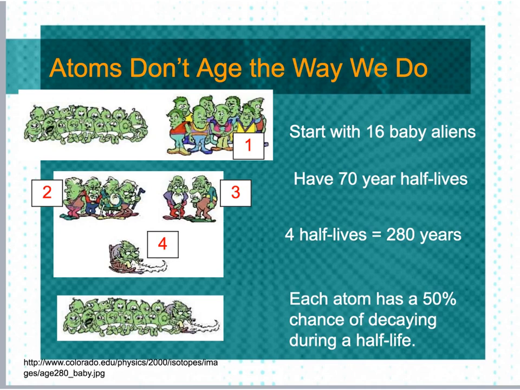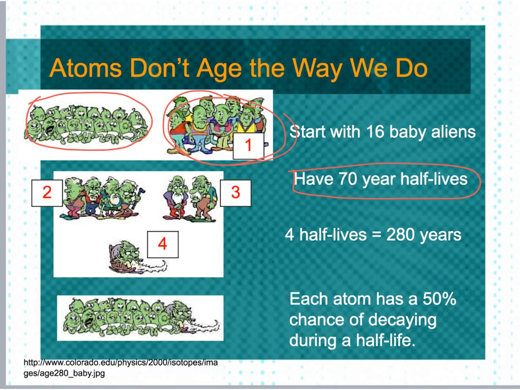So this is just a good analogy for how these isotopes will age, because atoms don't age the way we do, especially if they're unstable isotopes. So you could take these baby atoms, you could think of them as baby aliens. Let's say we start with 16, and they're really unstable. So after one half-life, 8 of these babies have gone through their first half-life. And if their first half-life takes 70 years, then that means after one half-life, they will be 70 years old. So they're already pretty old, compared to humans.